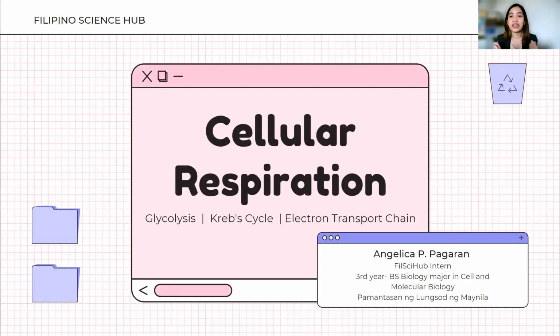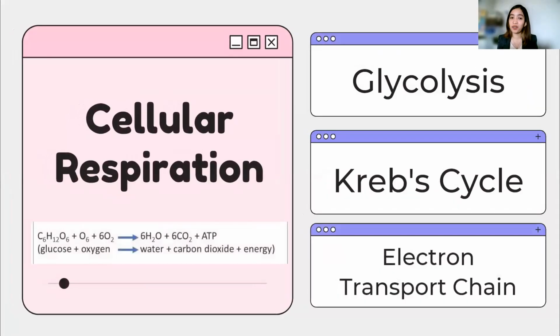For some na nag-tune in sa Filipino Science Hub sa ating last topic, we are discussing the cellular respiration and na-discuss na natin yung tungkol sa glycolysis and the introduction. So, ngayon naman, i-discuss natin yung tungkol sa Kreb cycle and electron transport chain. Pero before we proceed, recap lang tayo guys sa na-discuss natin nung nakaraan.